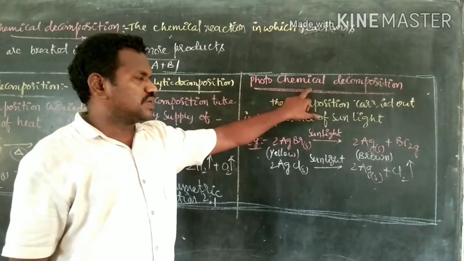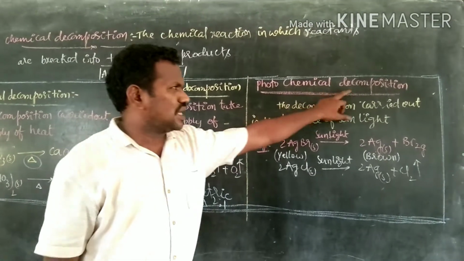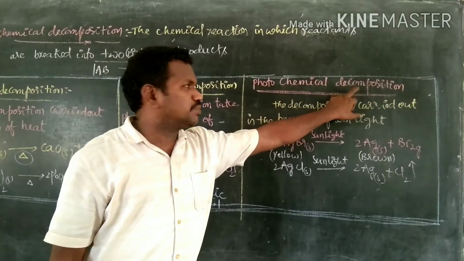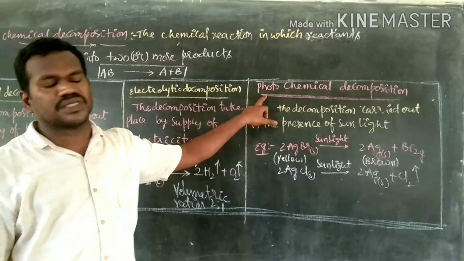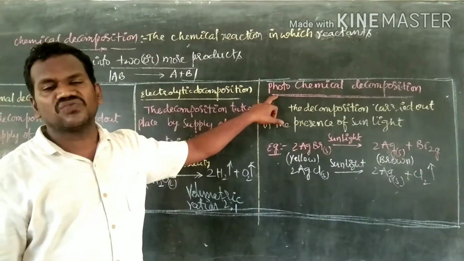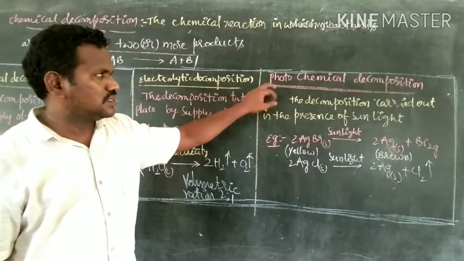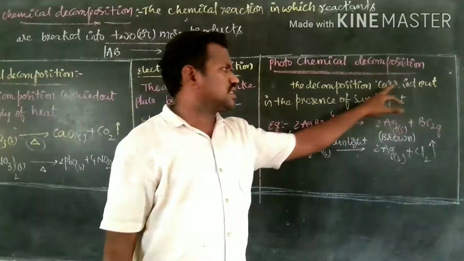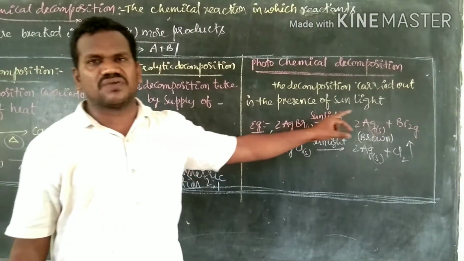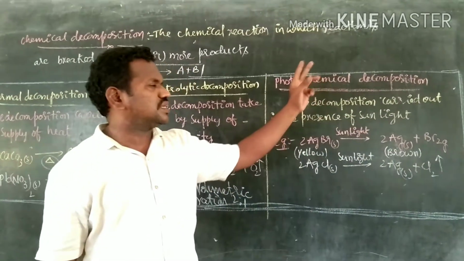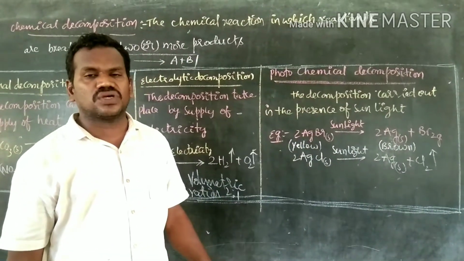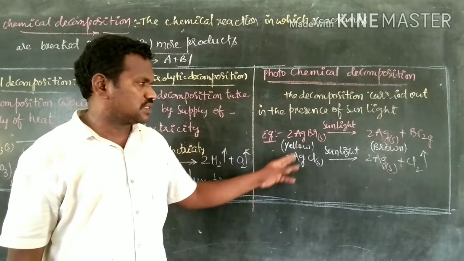Now, photochemical decomposition. Decomposition is nothing but breaking. That breaking process can take place in the presence of photons. Photons are nothing but sunlight. Means the decomposition is carried out in the presence of sunlight. Such kind of decomposition is called photochemical decomposition reaction.